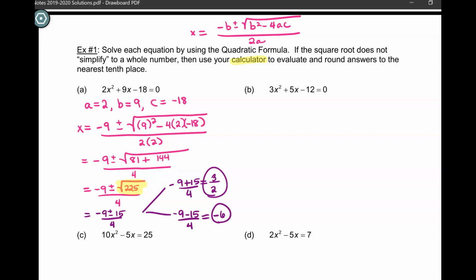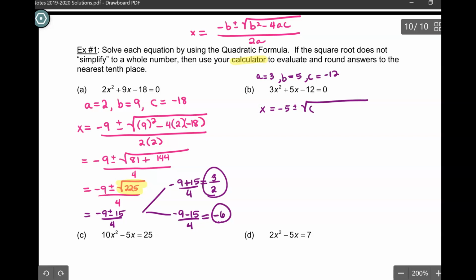Okay, let's try B. So first thing we want to do, I'm going to write it above so we have more room. So A is 3, B is 5, and C is negative 12. And notice this one was already also in standard form. So I'm going to plug it in. So negative B, so negative 5 plus or minus the square root, 5 squared minus 4 times A, which is 3, times negative 12, which is C, all over 2 times 3.